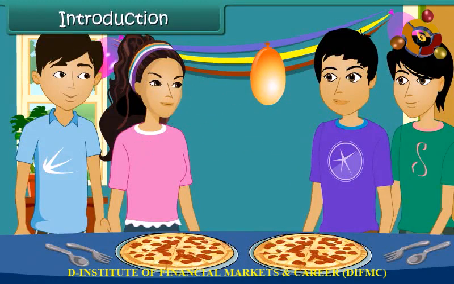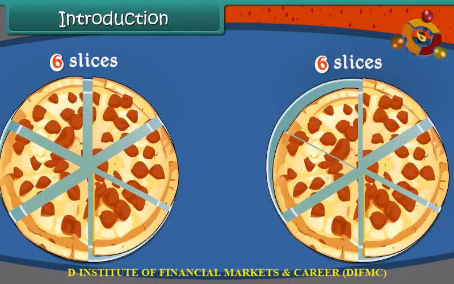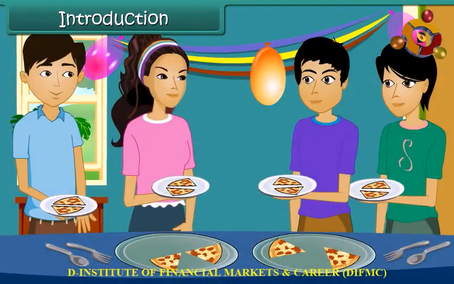Rashmi bought 2 pizzas at a restaurant. Each pizza is cut into 6 equal slices. Therefore, there are 12 slices. Rashmi has to divide these slices among her 3 friends and herself. That means there are 4 friends.